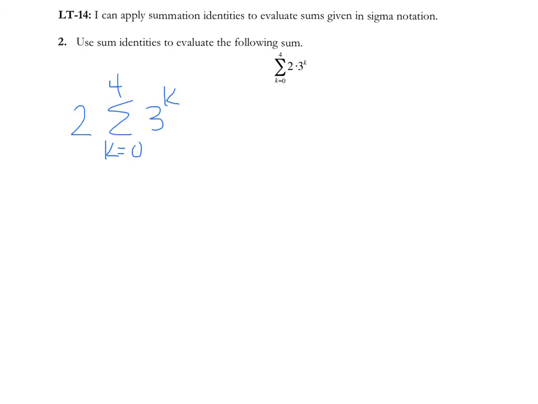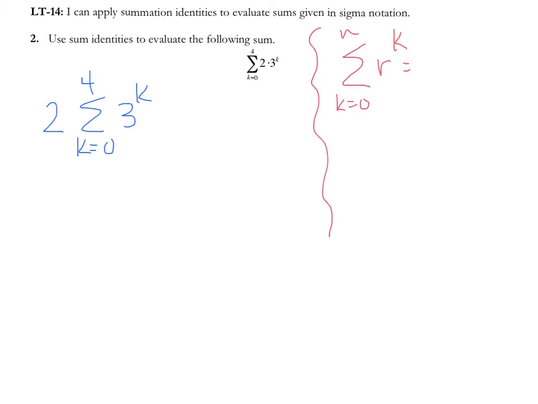Now, if we look at our sum identity sheet, the very last one says that if you have the sum of r to the k from k equals 0 up to n, that is equal to 1 minus r to the n plus 1 all over 1 minus r. So that looks pretty complicated.